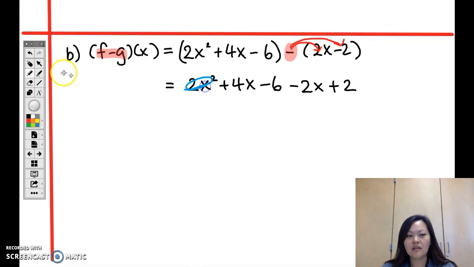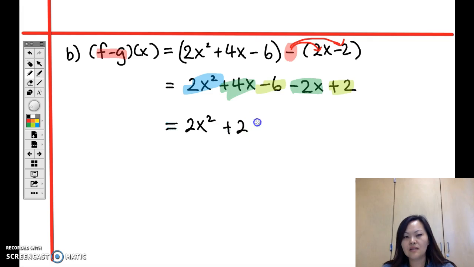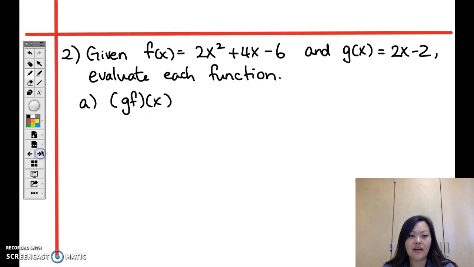From here, we're combining like terms. We have 2x squared by itself. And then we have the plus 4x minus 2x. And finally, we have the negative 6 and the positive 2. So then, my answer is going to be 2x squared. 4x minus 2x is 2x. Negative 6 plus 2 is negative 4. All right, so once again, super easy. I don't require you to go any further than that.